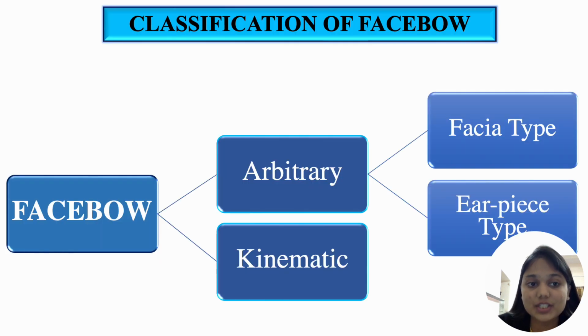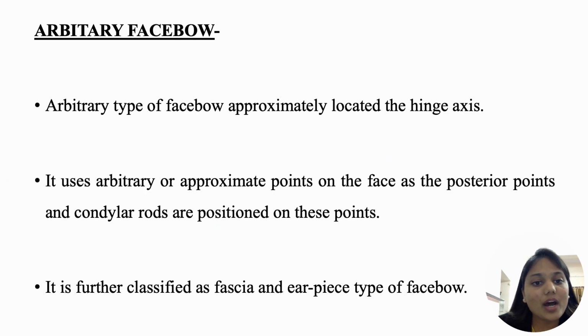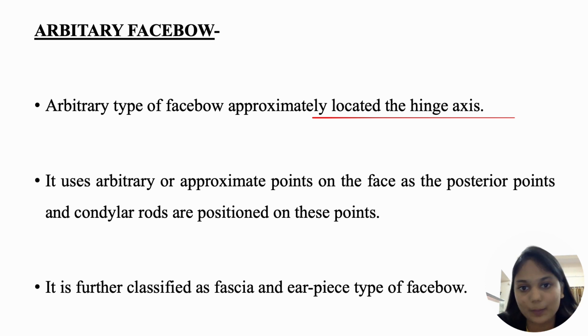Now coming to the classification of the face bow. Face bows are broadly classified into two, that is arbitrary and kinematic, where arbitrary are further divided into fascia type and earpiece type. So now let's see what an arbitrary face bow is and its types. An arbitrary face bow approximately locates the hinge axis. It is most commonly used for complete dentures.